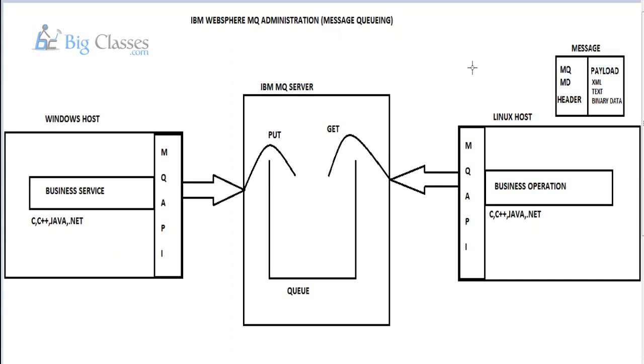MQ API is available to all the programming languages to make the programs connect to the IBM MQ server and perform put and get operations. MQ server is known as a store and forward mechanism with assured delivery. It is just like a passbook.